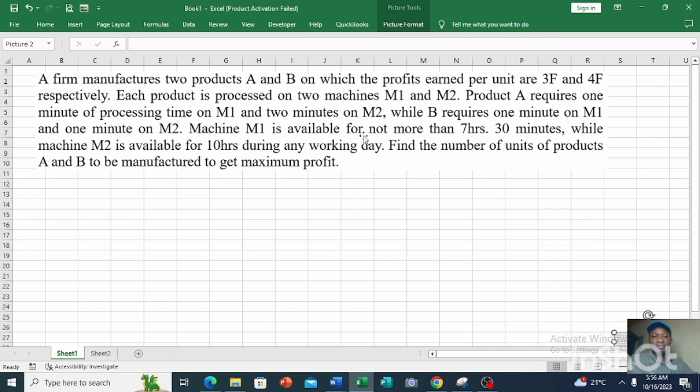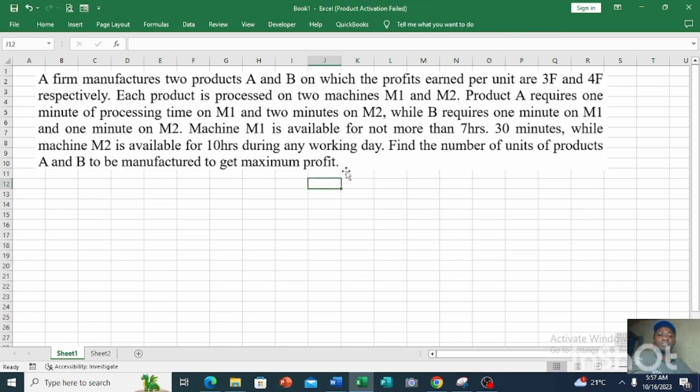Machine M1 is available for not more than 7 hours 30 minutes. So this is the maximum number of hours that this machine has. While machine M2 is available for 10 hours during any working day. So it cannot go above this. Find the number of units of products A and B to be manufactured to get the maximum profit.